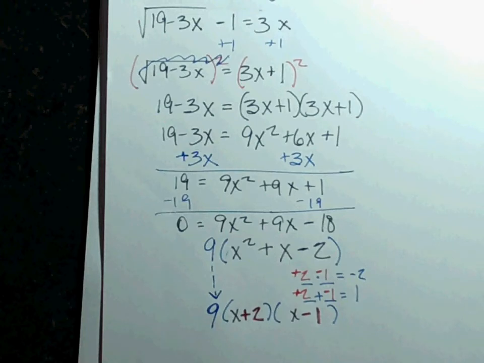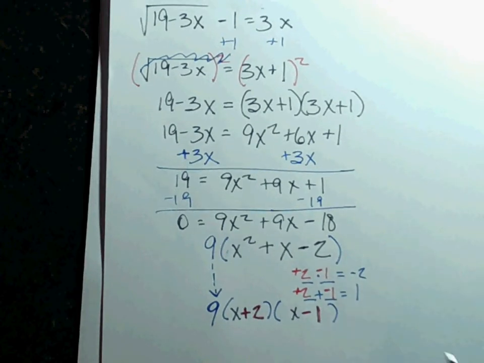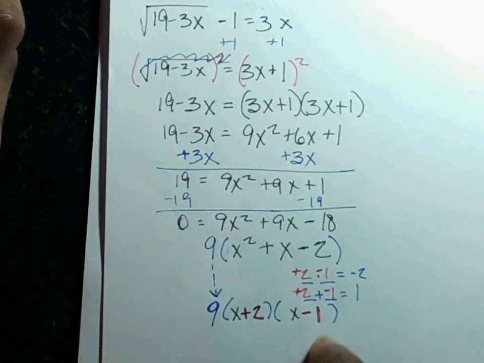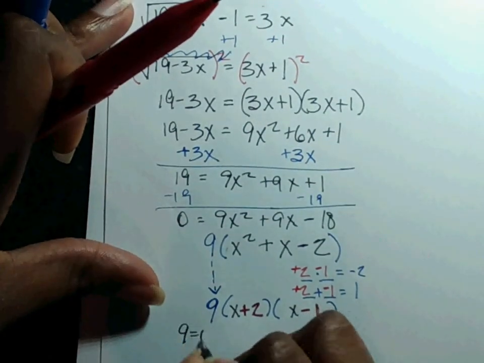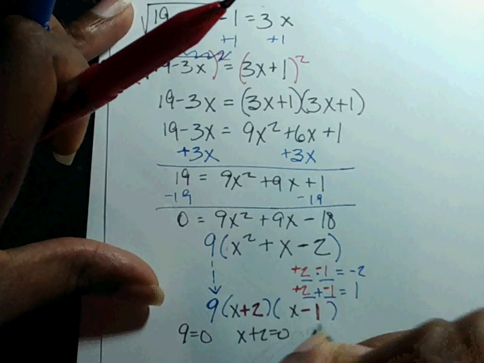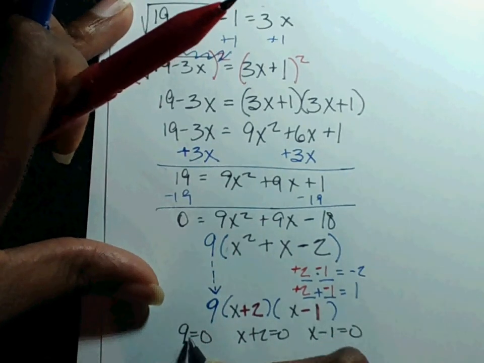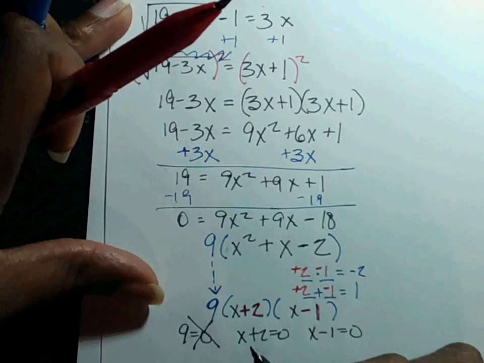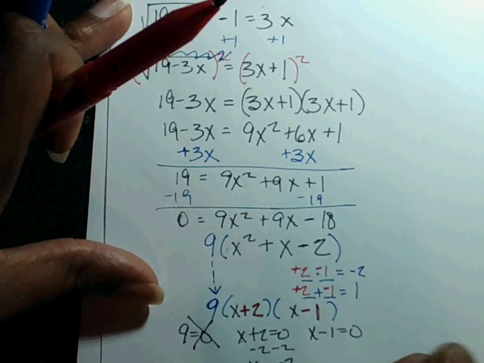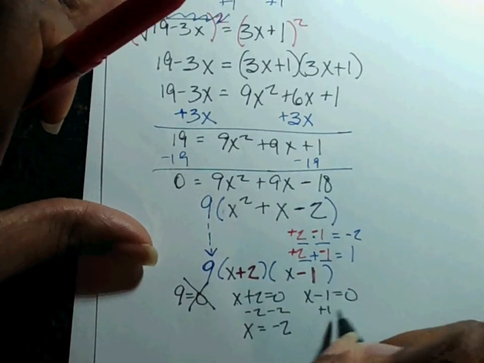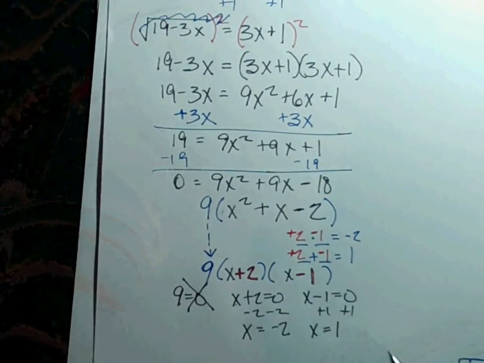No. You have 0, because remember there's a 0 there. 0 equals 9, x plus 2, x minus 1. You do not have x equals. How are you going to get x equals? You set each factor equal to 0. Nine does not equal 0. It just doesn't work. X equals negative 2. X equals 1.